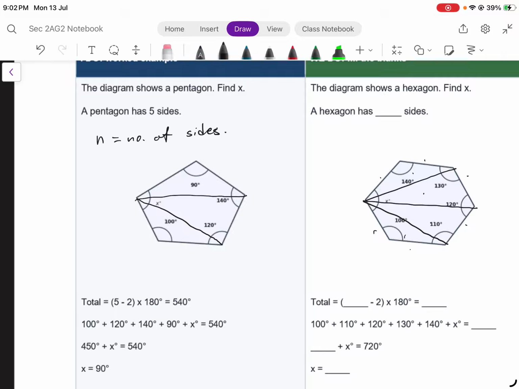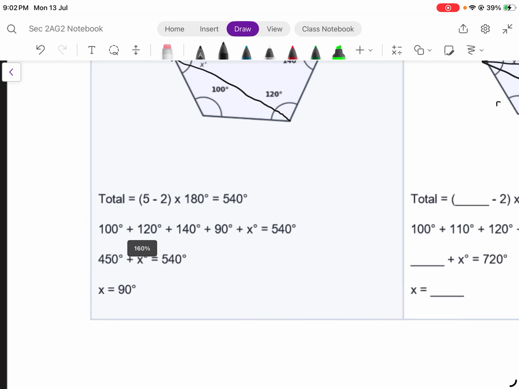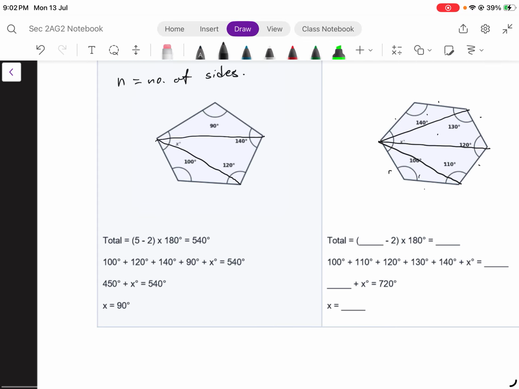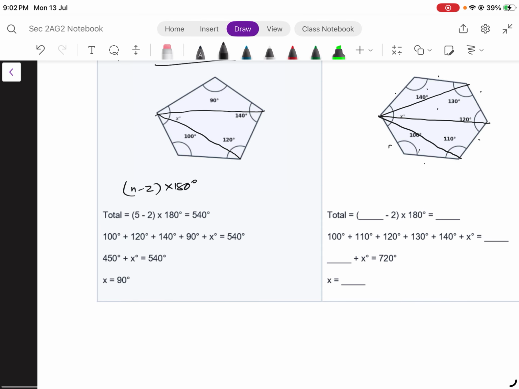Because each triangle is 180 degrees, so since there are 3, the total angle of this polygon is 3 times 180 degrees. Since the number of triangles is always 2 less than the number of sides, that's why you have the formula n minus 2 times 180 degrees. From here, we take 5 minus 2, because the number of sides is 5, times 180. So this is the total angle within the polygon.